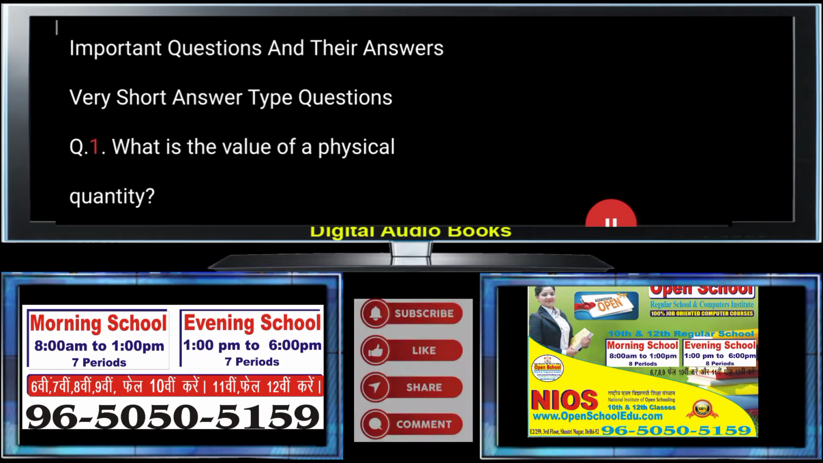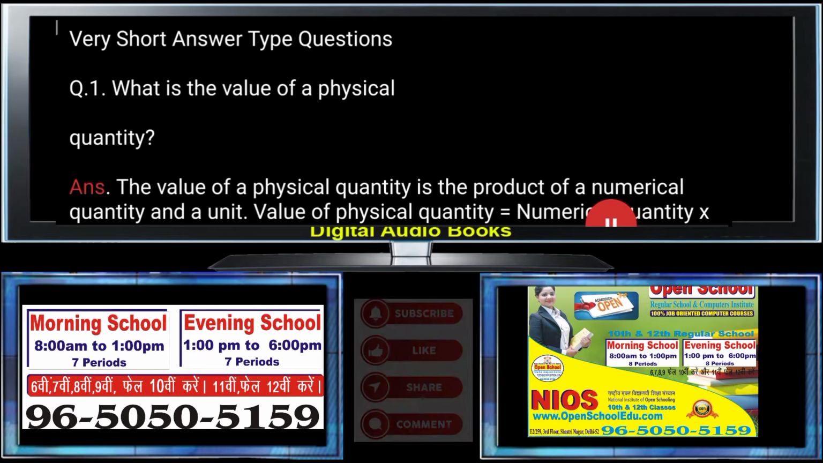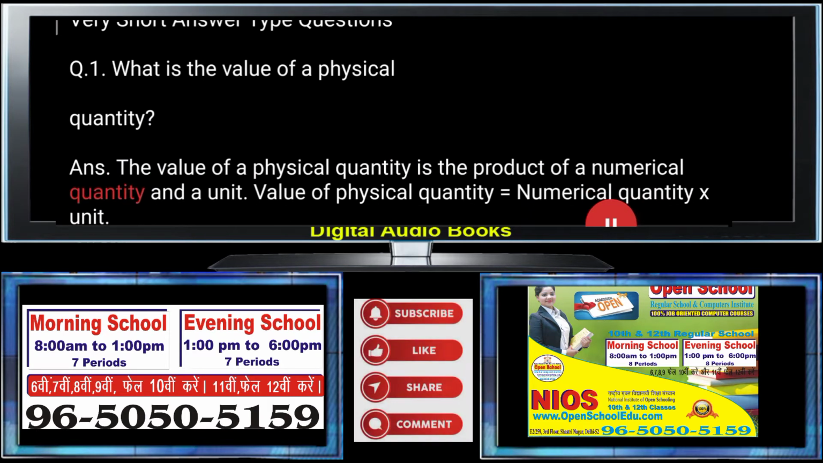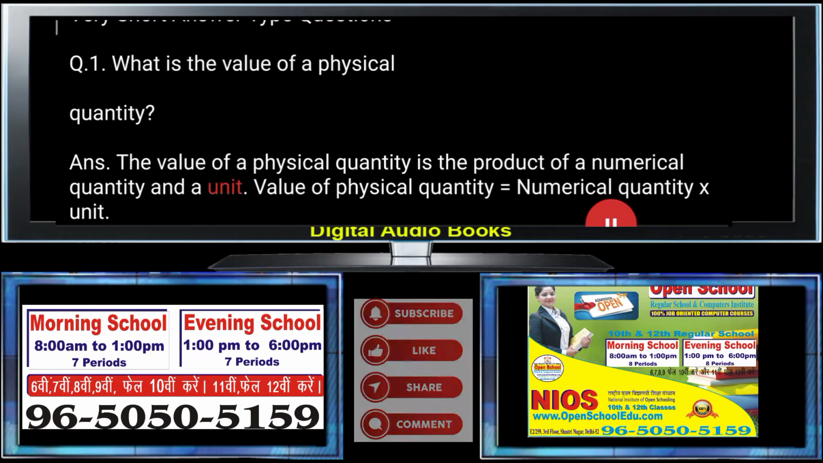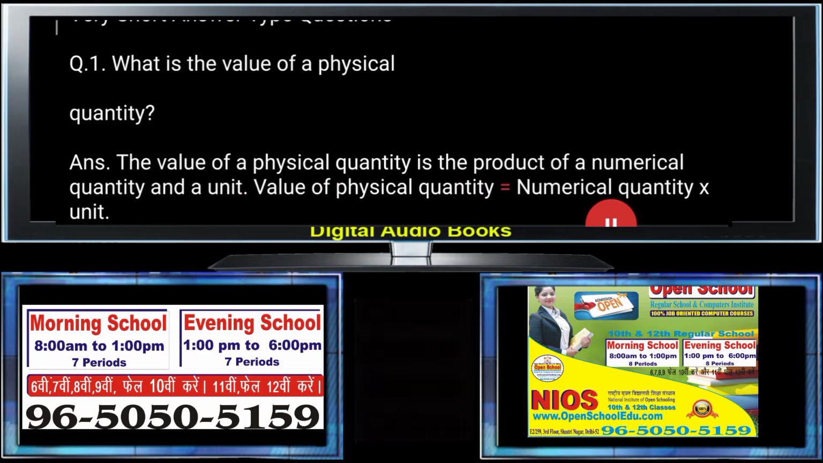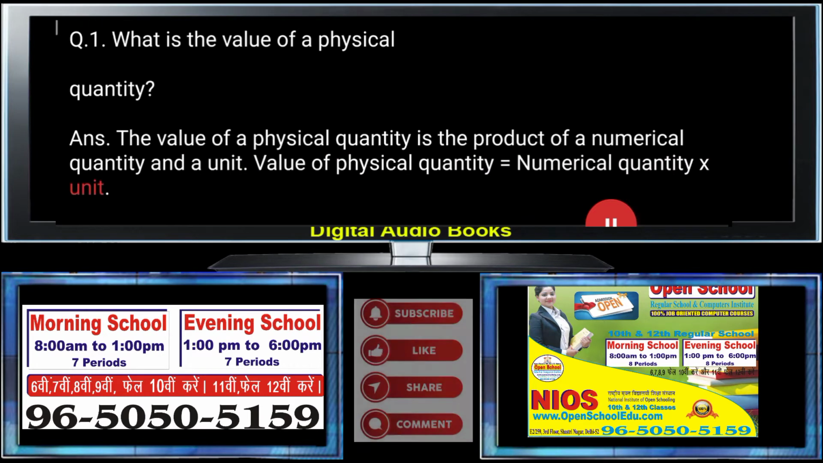Q. 1. What is the value of a physical quantity? Ans. The value of a physical quantity is the product of a numerical quantity and a unit. Value of physical quantity equals numerical quantity × unit.